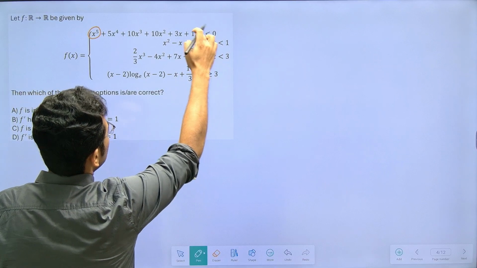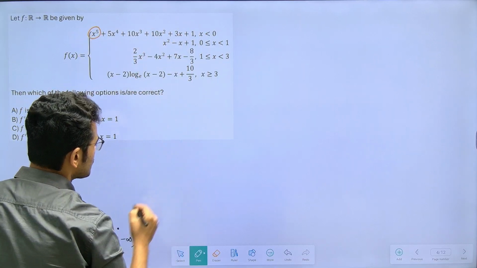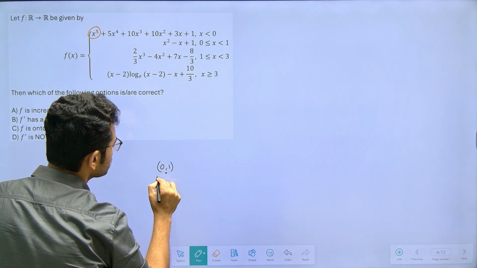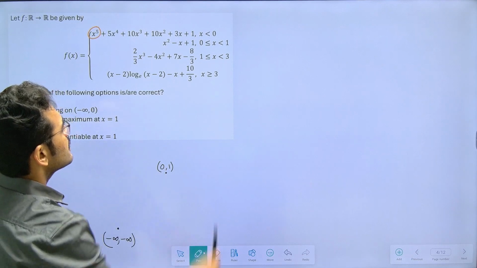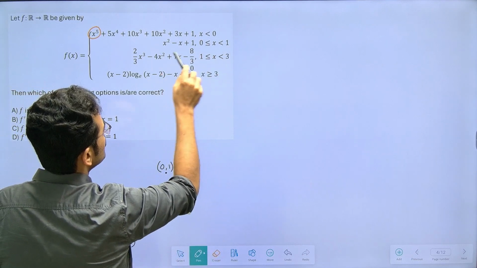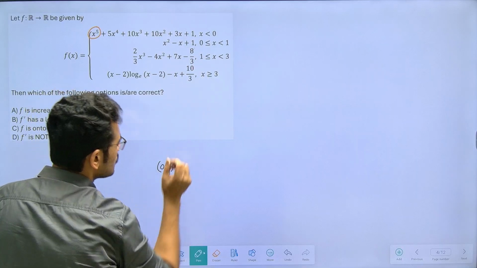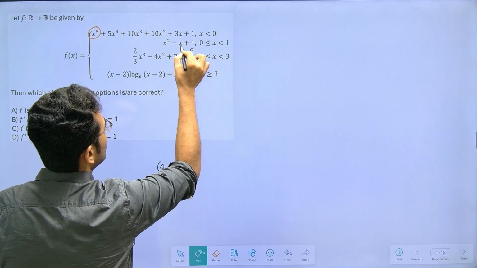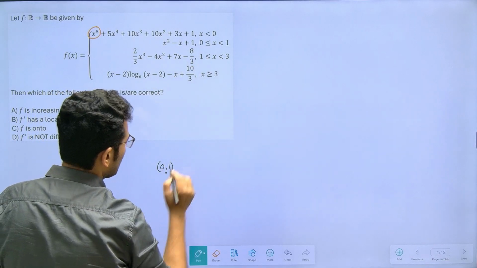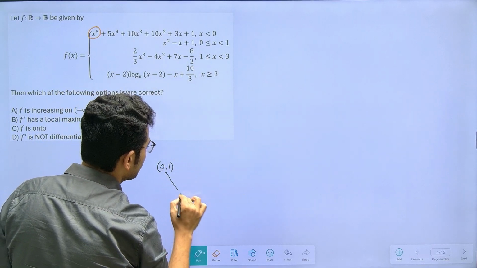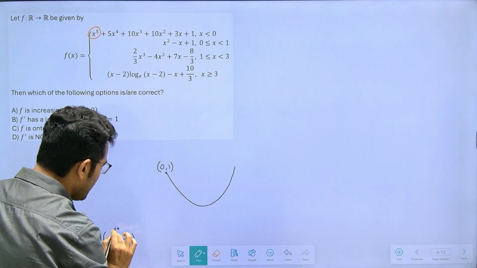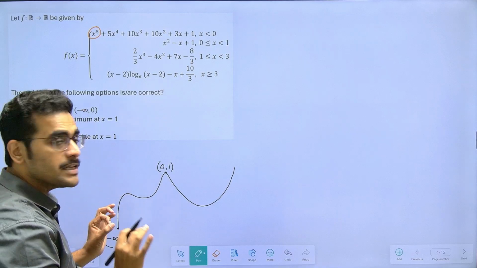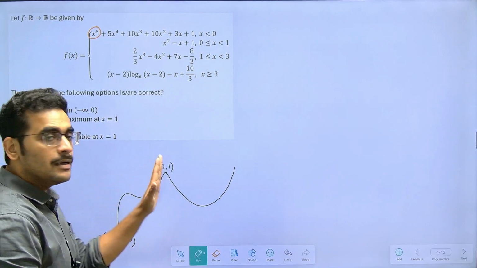Of course there cannot exist such a point, but just for analysis purposes I am writing it. And at 0, what is the limiting tendency? If we put 0 here, it is tending to 1. So 0 comma 1. Next, between 0 and 1, substituting 0, you are getting 1, so the graph will start from here for the second piece. Substituting 1, you will get 1 minus 1 plus 1, that is 1. So between 0 and 1, I am expecting a graph something like this. I am not drawing the exact graph; my intention is just to see the nature of the graph.